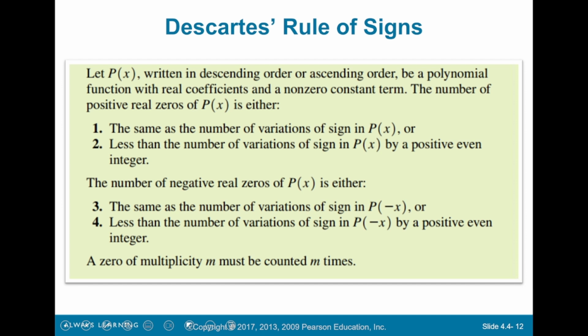We do the same thing when we talk about negative real zeros, except this time we're going to plug in negative x to the function and do the same thing. Look at the number of times that the sign has changed, and then count backwards by 2 until we hit 0 or a negative number. Let's do this in practice.